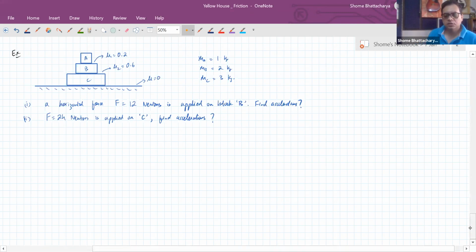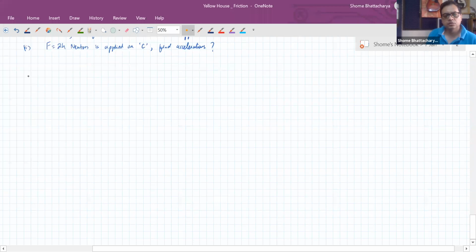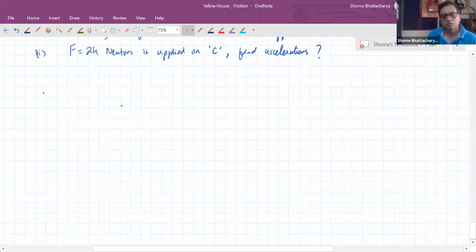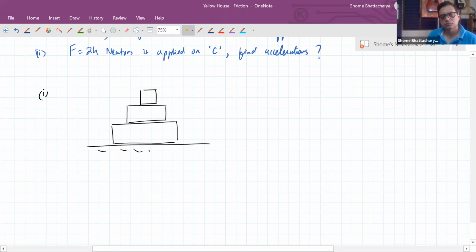Okay, so let's take that same type of approach. So for the first part, when we are applying this force to the middle block, let's first of all try to understand how friction acts between the various blocks.